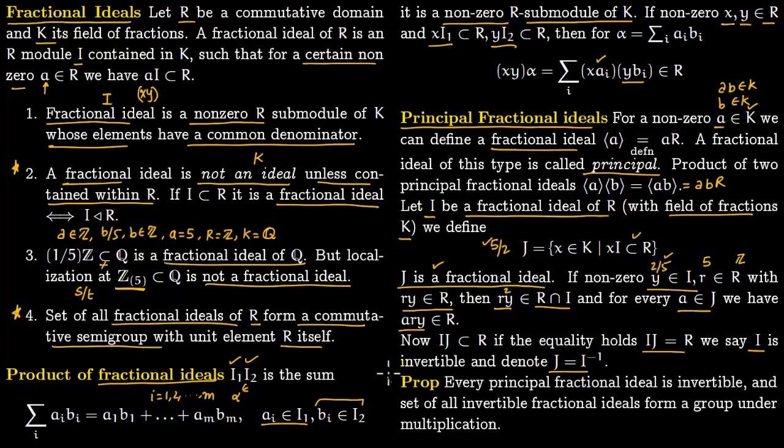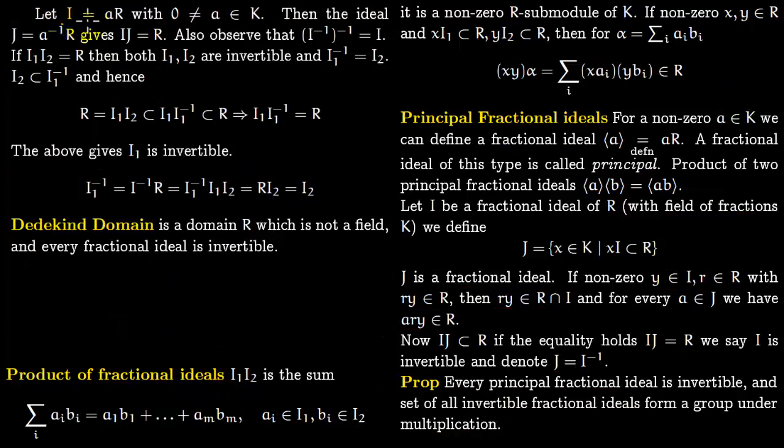So now our first proposition: every principal fractional ideal is invertible, and the set of all invertible fractional ideals forms a group under multiplication. So let us see the proof of this. Let I be generated by this single element a, which is our definition of a fractional ideal being principal. Now you set J as a inverse R. This will give IJ as R. And you can always take the inverse of this and get back here. So the inverse of I inverse is I.